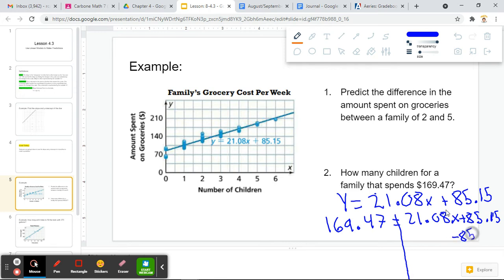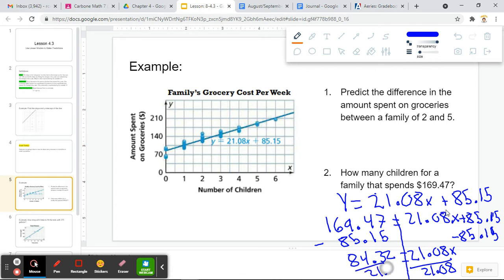So we'll start out here by subtracting 85.15 from both sides. Okay, so on this left side here, we're going to get 84.32 is equal to 21.08x. To cancel out multiplying by 21.08, we're going to divide both sides by 21.08. Now, I do need a calculator for this one because I don't know that off the top of my head. 84.32 divided by 21.08 is going to give us the number 4. So this says x is equal to 4.